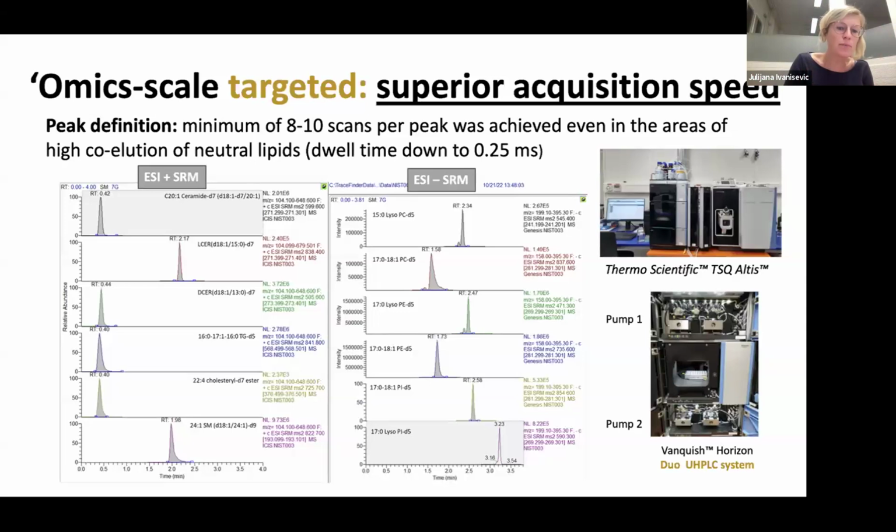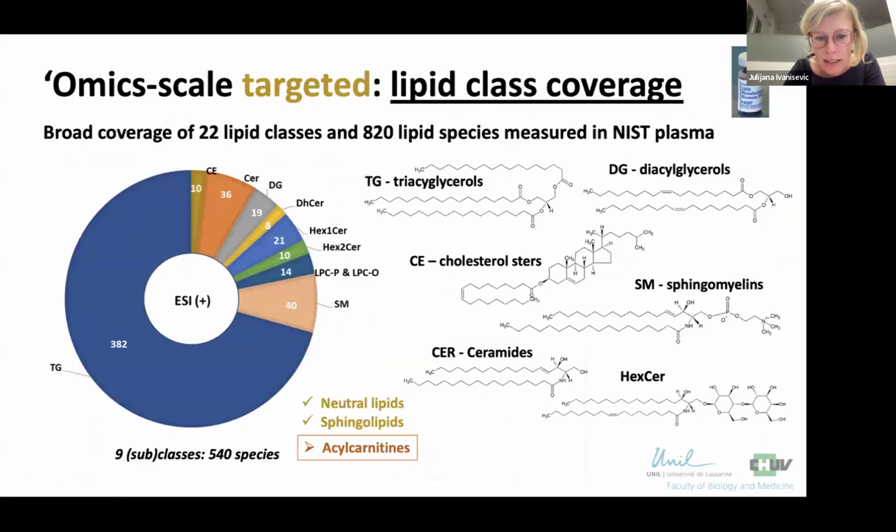And this was made possible thanks to the superior acquisition speed that we could achieve by using the TSQ Altis instrument from Thermo. So we could really bring the dwell time down to 0.3 or actually 0.25 milliseconds. And here on the graphics, you can see the peak definition and the peak shape on different representatives of different classes, which are measured in positive and then also in negative ionization mode. So overall, using this workflow, we could achieve a very broad coverage of 22 lipid classes, and we could measure exactly 820 lipid species, in this case in NIST plasma reference material.